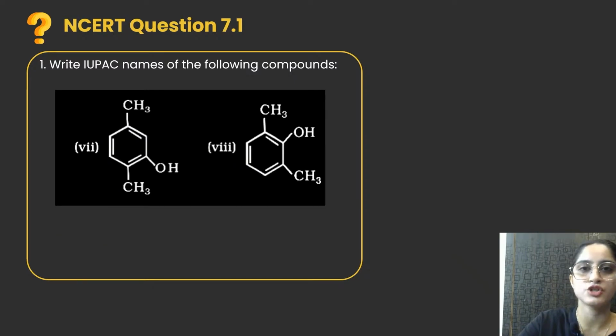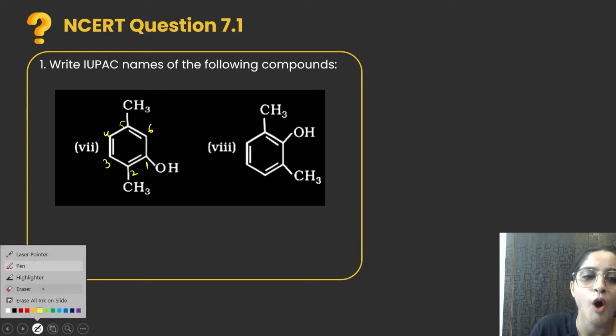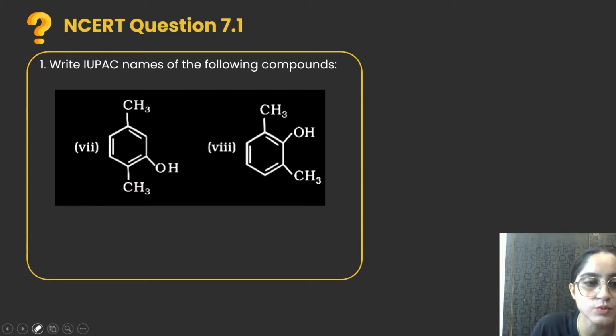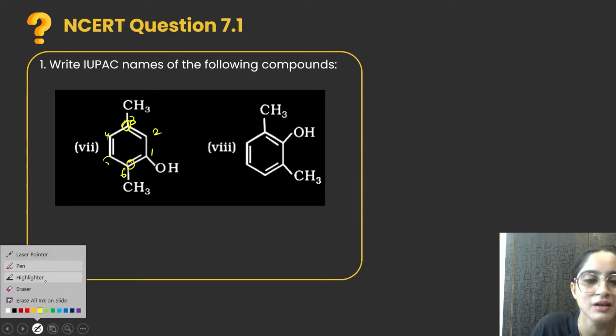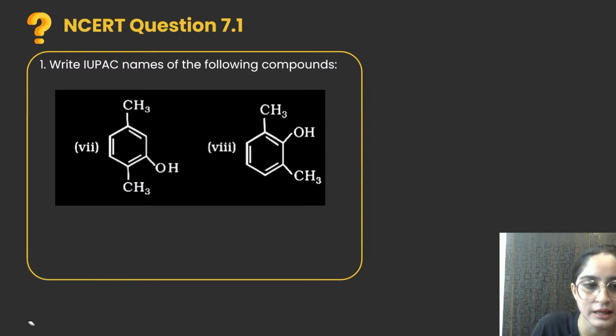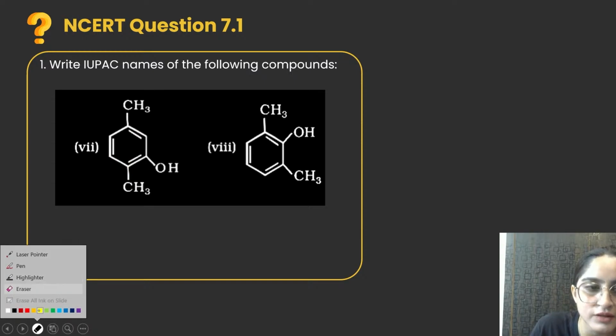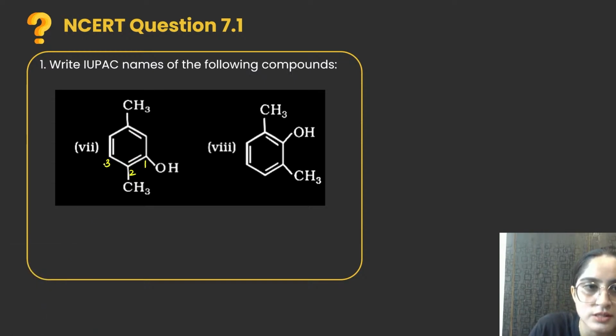Understood? Chalo. Next one, bacha. Next one you have, starting from here, 1, 2, 3, 4, 5, 6. Either you can give this numbering, or there can also be one more numbering, that is 1, 2, 3, 4, 5, 6. But here the substituents will have 3 and 6 positions. That is not very good in comparison to this one, where I can give the substituent, this is 1, this is 2, this is 3, 4, 5, 6. Now I can give the substituents the 2nd and 5th positions. That is more preferable, right?